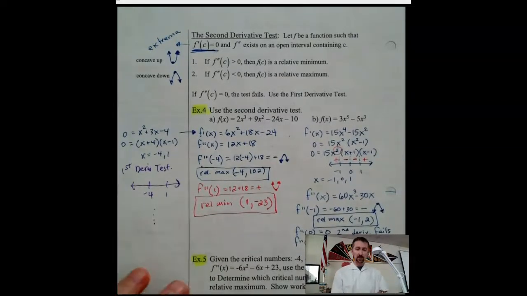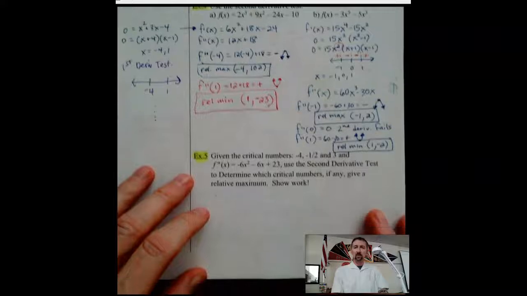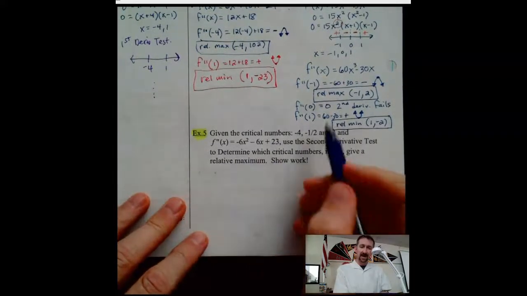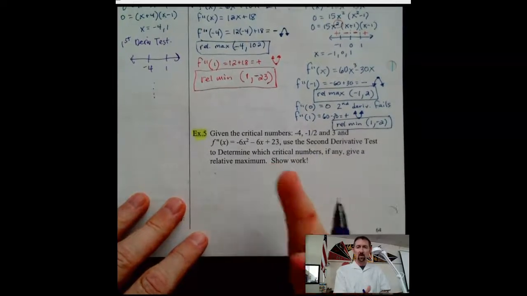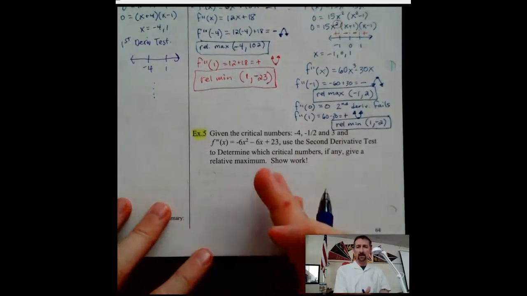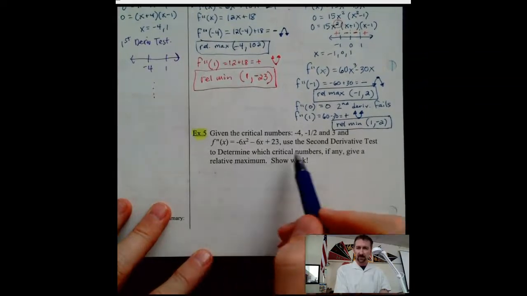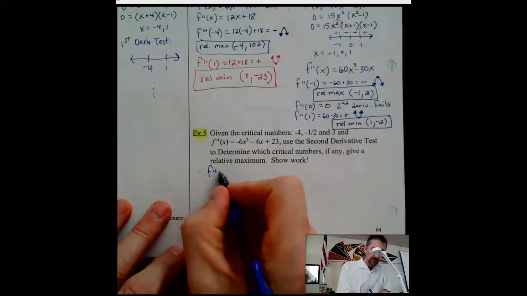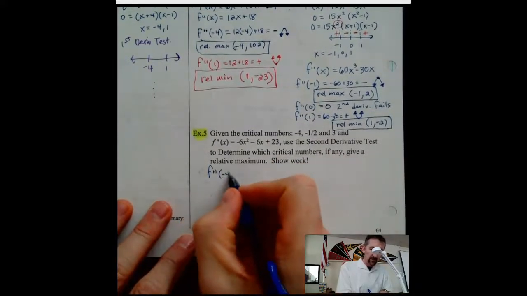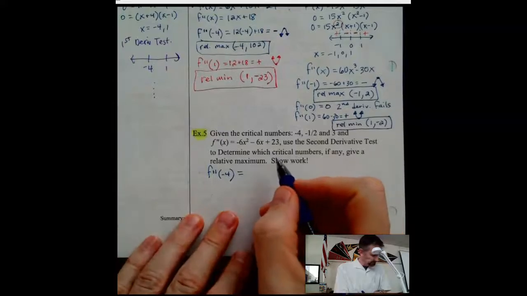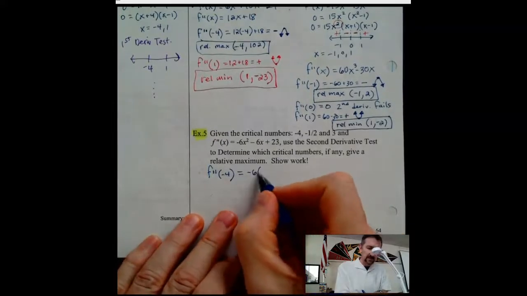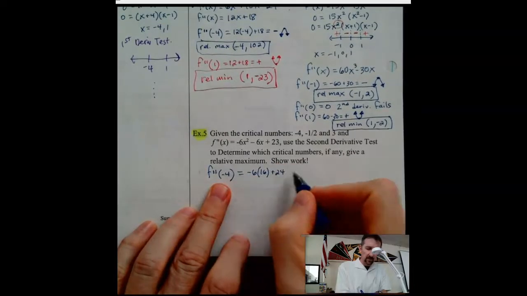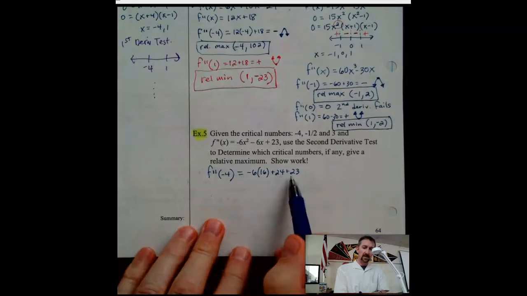So here's a case where we have to use the second derivative because we don't know what the actual function is. All we have is the second derivative, and we have the values. Kids miss this all the time, and I don't know why. It makes no sense. Literally, when you see this second derivative test, all you have to do is plug these numbers into this function. That's how we're going to start. So f double prime of -4. Okay. So that's going to be -6 times 16. Negative times a negative, that's going to be plus 24, and then plus 23. So that is going to be negative.